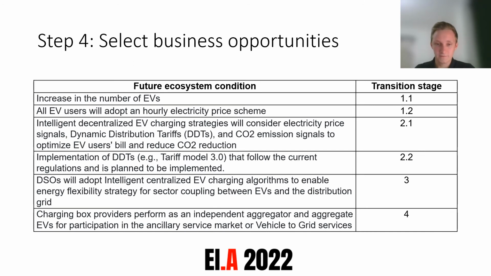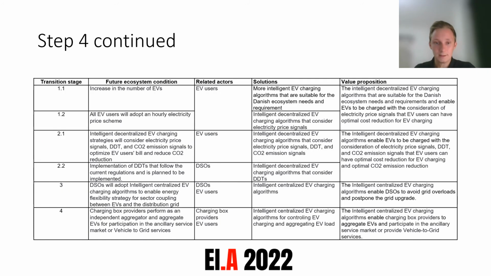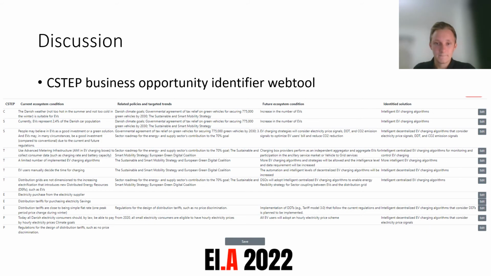The first thing that will occur is this increasing number of electric vehicles, and EV users will adopt the hourly electricity price scheme in Denmark. From this we can identify these different value propositions, which I will get more into in the conclusion. For discussion, the method is a bit complex, especially because there is a lot of work behind identifying the different solutions and the problems occurring from the conditions of the future system.